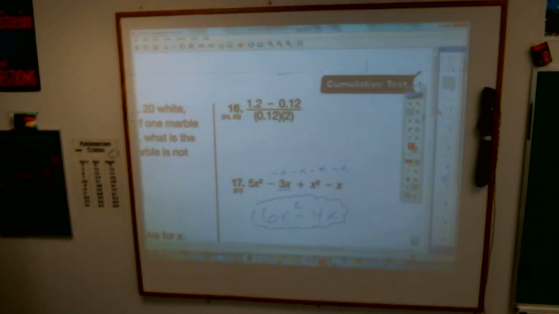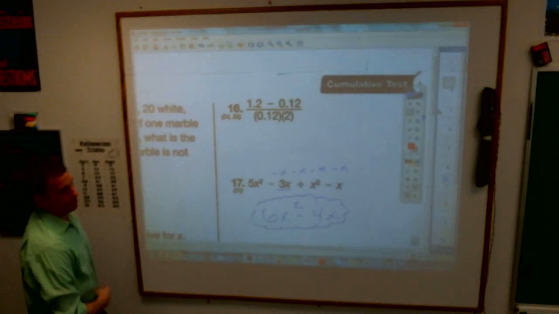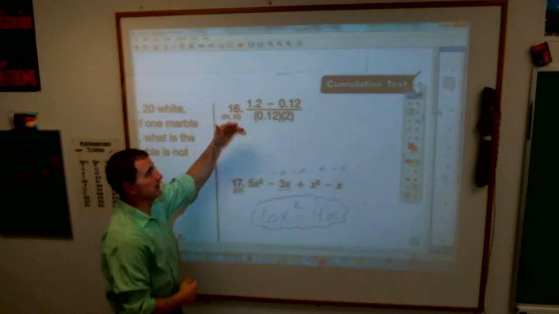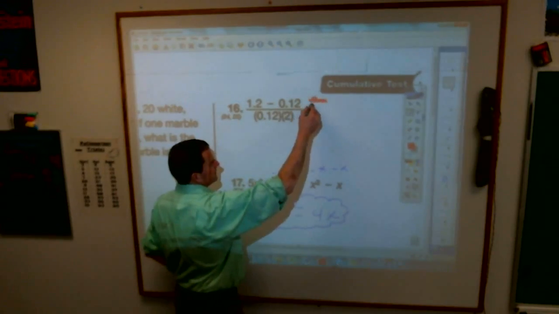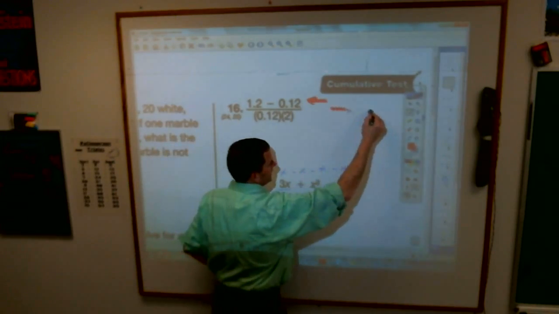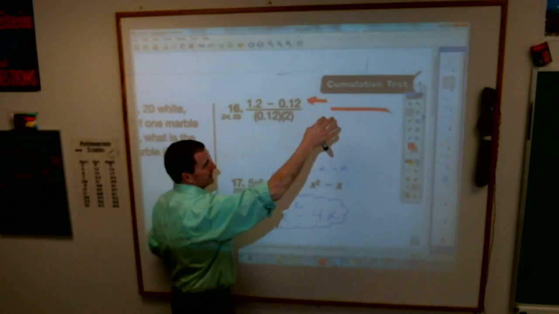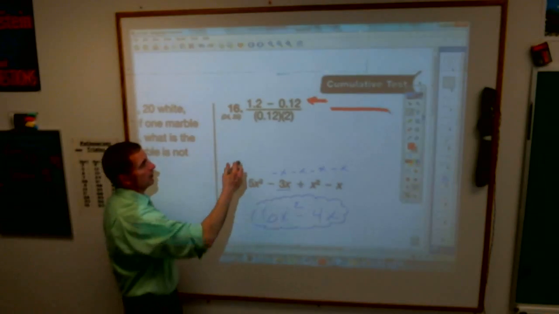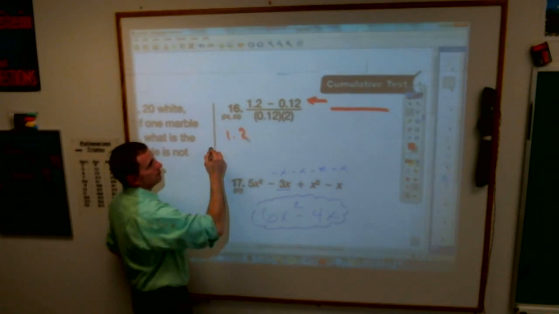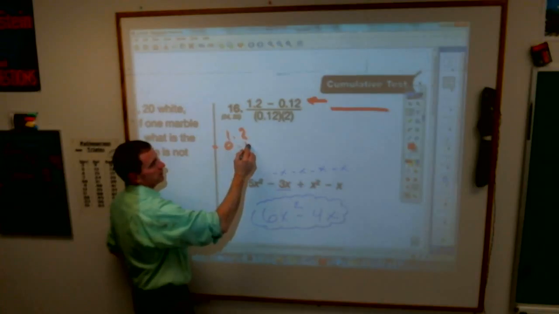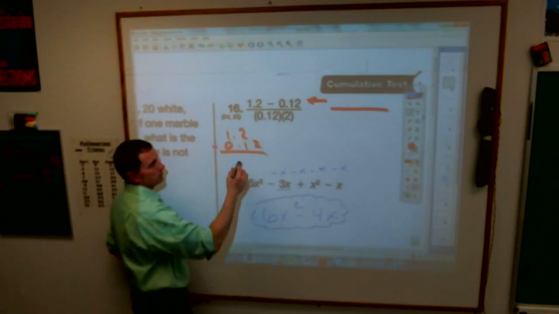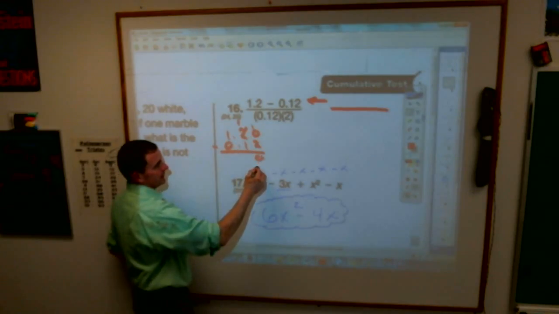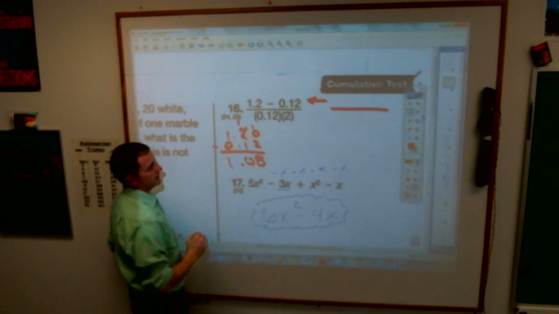What's the thing to remember on 16? In order of operations, this little fraction line is a grouping symbol, which means you've got to figure out what the top is, put it on top, figure out what the bottom is, put it on bottom, and then you can do the division. That is what the fraction line means. Well, what is 1.2 minus 0.12? If you do that subtraction, a little borrowing there, I get 1.08.